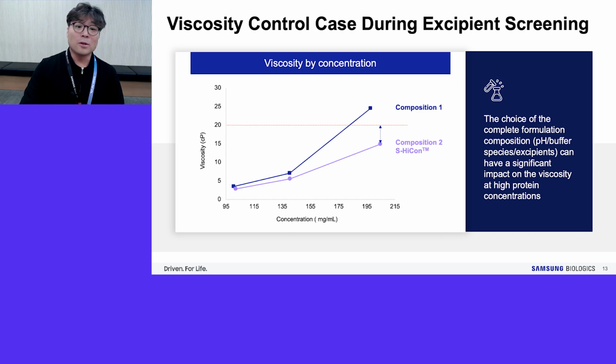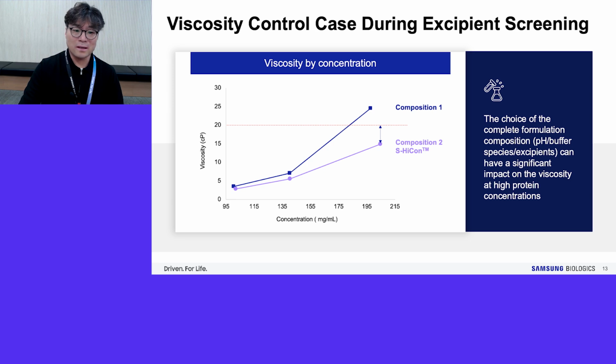I also talked about the viscosity. Let's say the molecular stability is okay, but the viscosity result is over 20 cP. Then what do you think? Can the molecule go to the clinic? I think no. I don't think so. The viscosity has to be reduced below 20 cP.